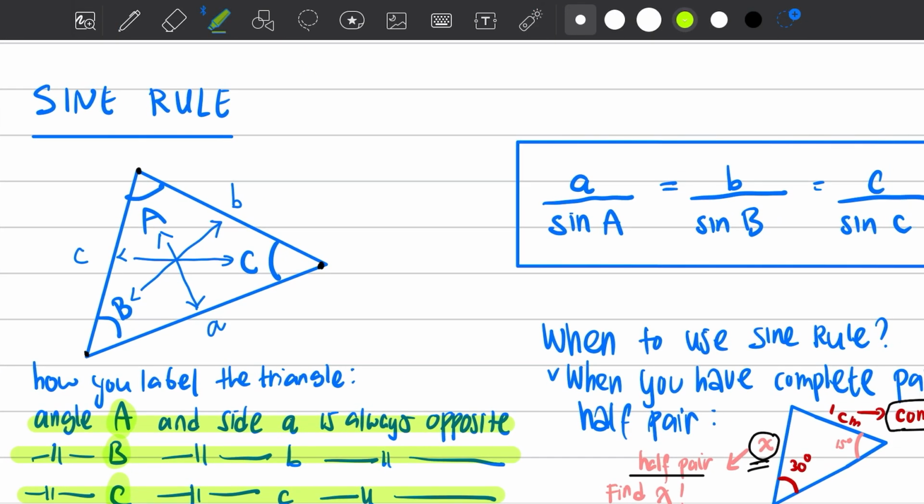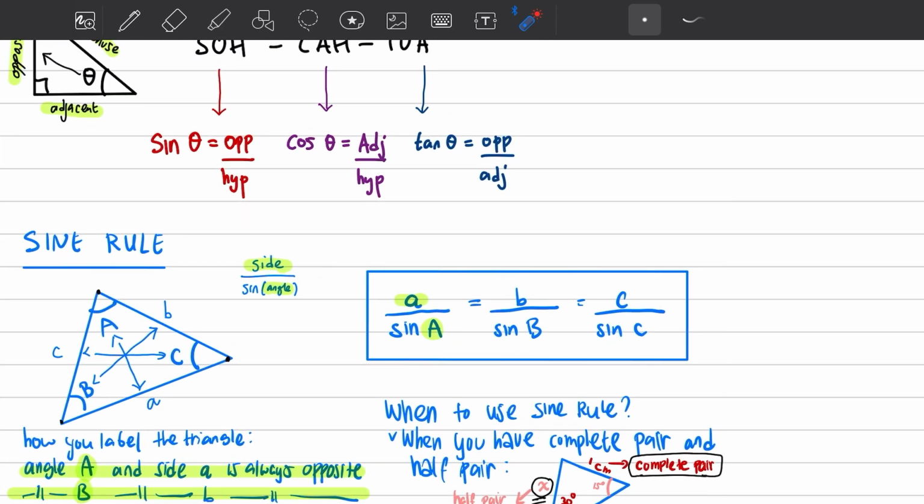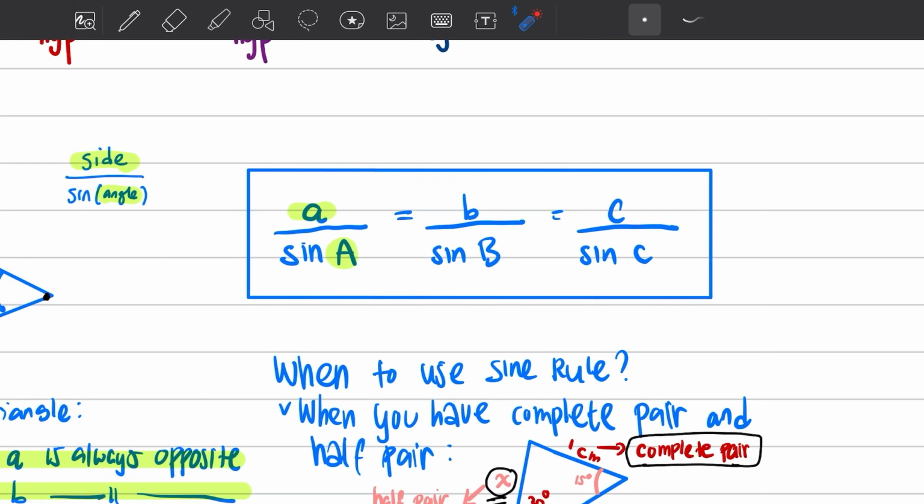The concept here is just side over sine of the angle. The side and angle have to be opposite. So a over sine A equals b over sine B equals c over sine C. You can memorize it easily by understanding the concept here: side over sine of the angle, and they have to be opposite. Now, you already know the formula.